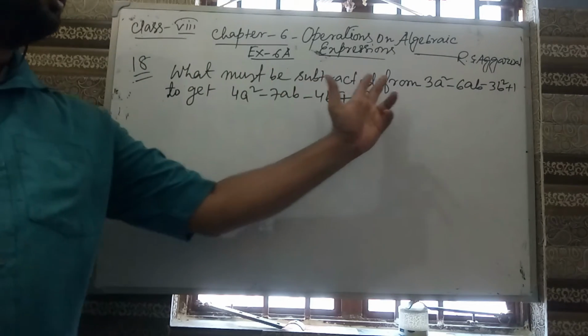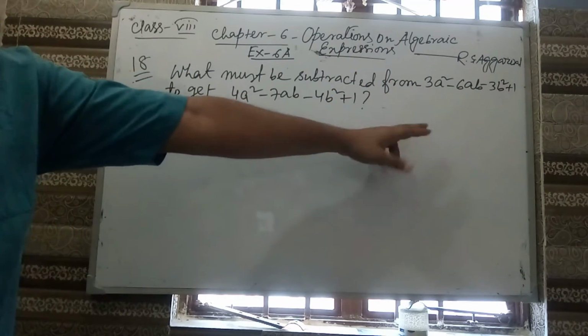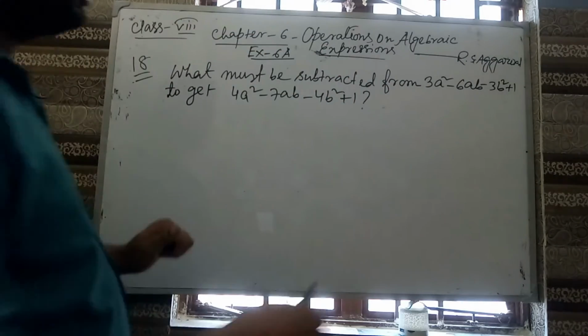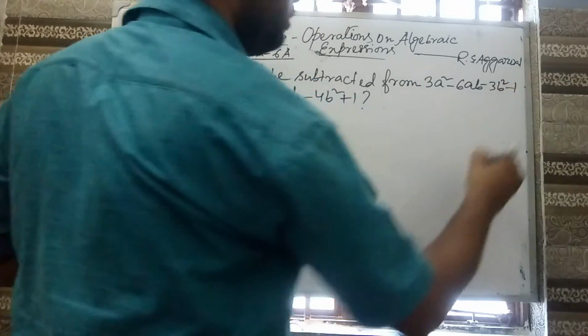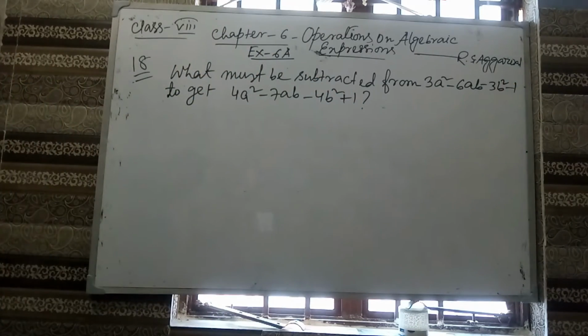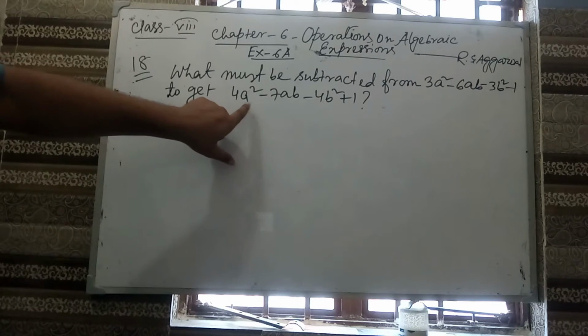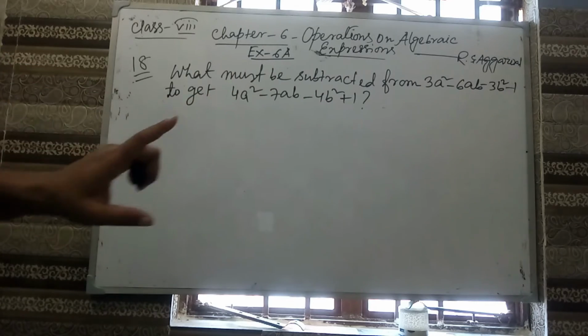What must be subtracted from 3a square minus 6ab minus 3b square minus 1? What I am writing today? Minus 1, to get 4a square minus 7ab minus 4b square plus 1.